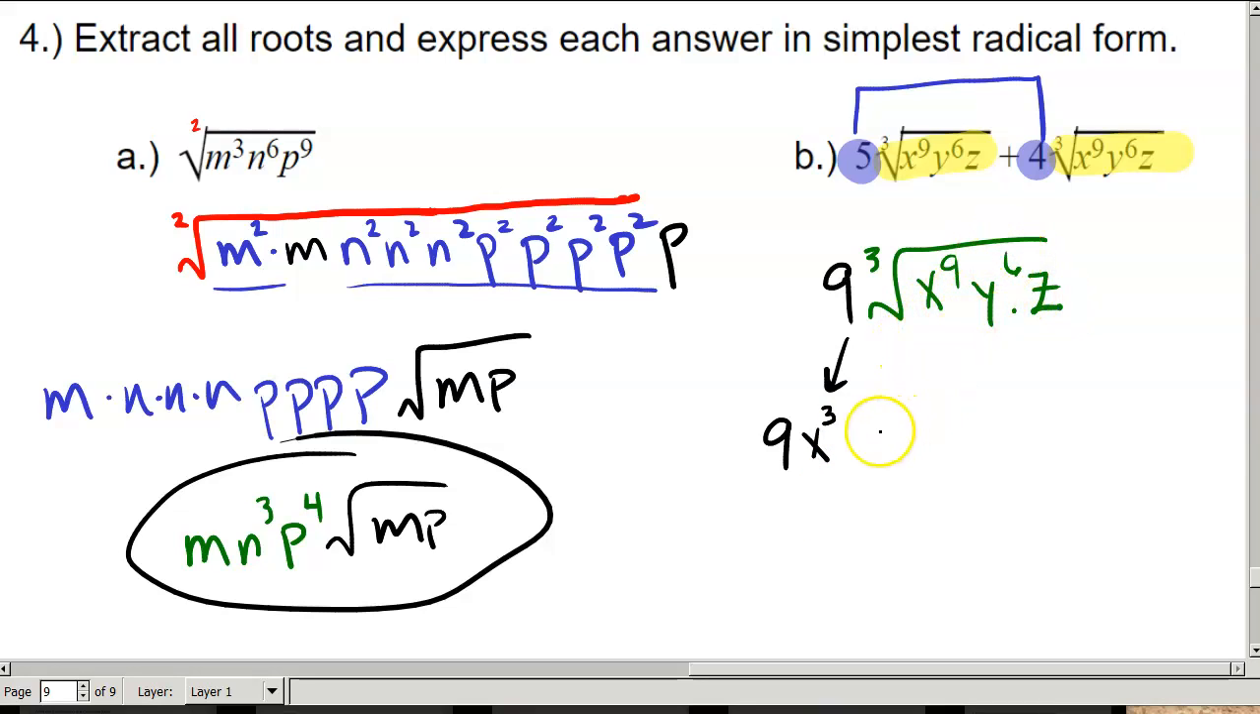Then we're going to take the y's, and how many y's escape here? Well, we have y to the 6th. How many y cubes can I make from that? We have 2 of those. 6 divided by 3 is 2, so y squared comes out evenly. And then we don't have anything for z, right? We have z to the 1, and we can't make any z cubes from that. So we're just going to leave z inside the radical, and that's it. So this would be our final answer.